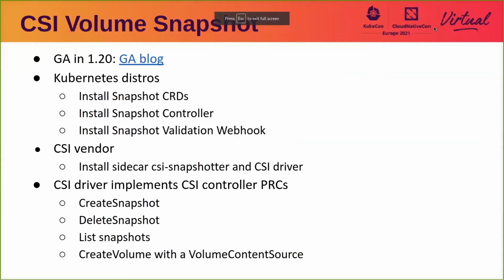So now I'm talking about the volume snapshot feature. This feature moved to GA in 1.20 release. It includes CRDs and other common components, such as the snapshot controller and a validation webhook. We strongly recommend Kubernetes cluster distros to install these components because they are independent of CSI drivers. There is an external CSI snapshot sidecar that should be deployed together with the CSI driver.